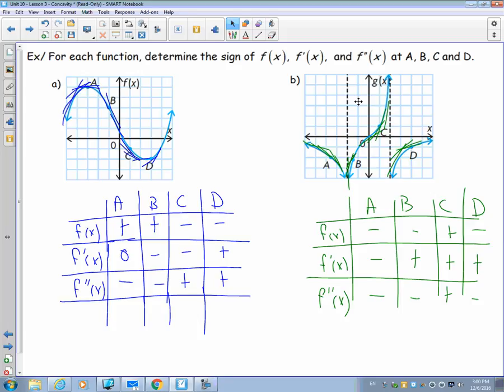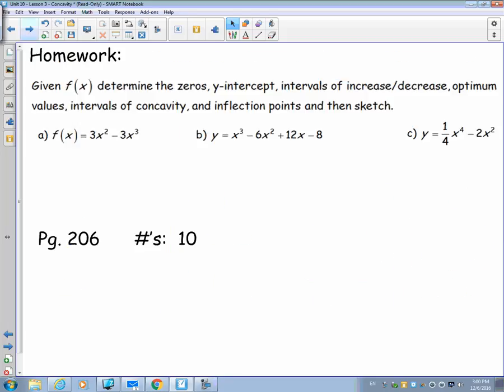Okay, the homework today is just from this lesson. Here's the 3 questions I want you to try. And if you could, page 206, number 10. Okay, that's the end of that lesson.